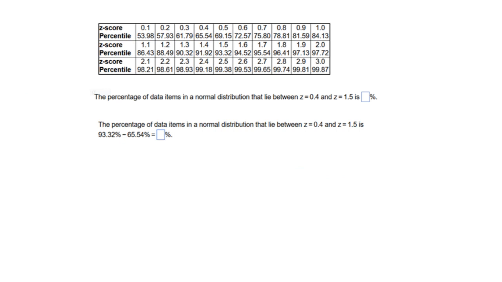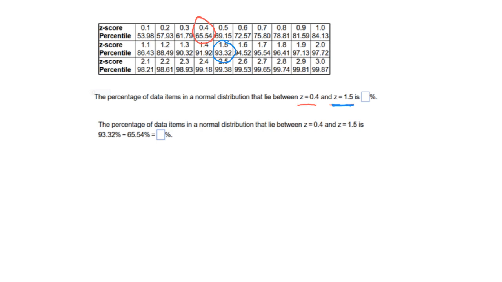This next problem is asking us to find the percentage of data items in a normal distribution that lie between z is 0.4 and z is 1.5. So we'll go find the z-scores with the corresponding percentile for each item. And we're looking at the 0.4. That gives us a percentile of 65.54%. And then we'll also look at 1.5. And that is a z-score of 1.5.